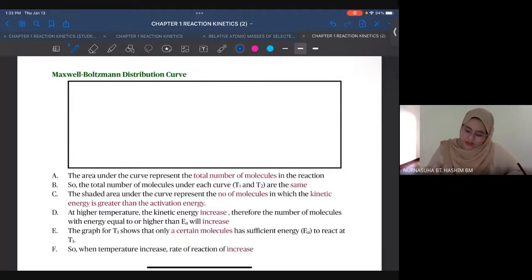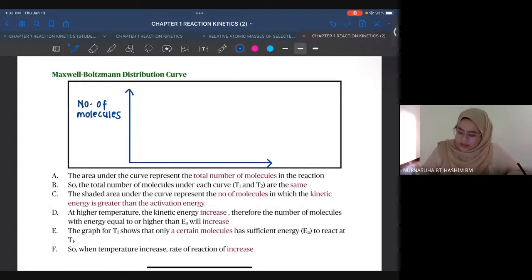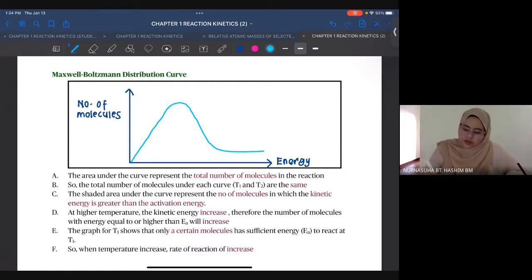Okay, so let's sketch the graph together. First, mesti ada y-axis macam biasa, mesti ada x-axis. Okay, so y-axis represent number of molecule. X-axis is the energy. Okay, so let's plot the graph. Bukan plot lah, sorry. Sketch sahaja. Start daripada origin. Okay, so that's the first curve. Okay, so kita label dia sebagai T1.